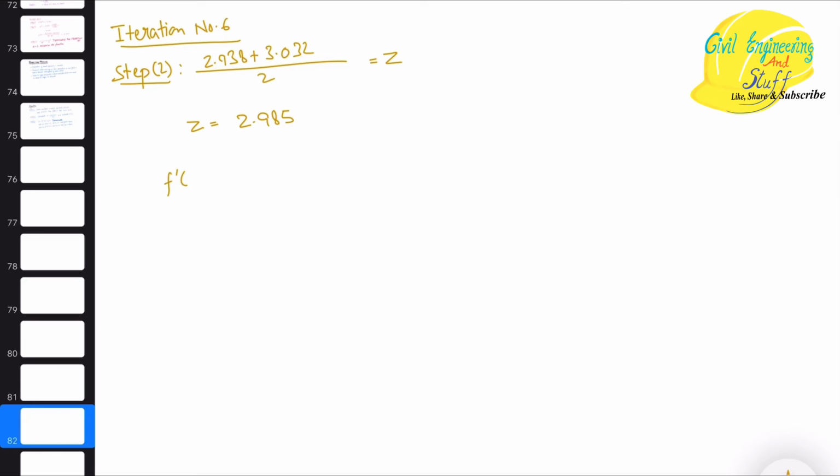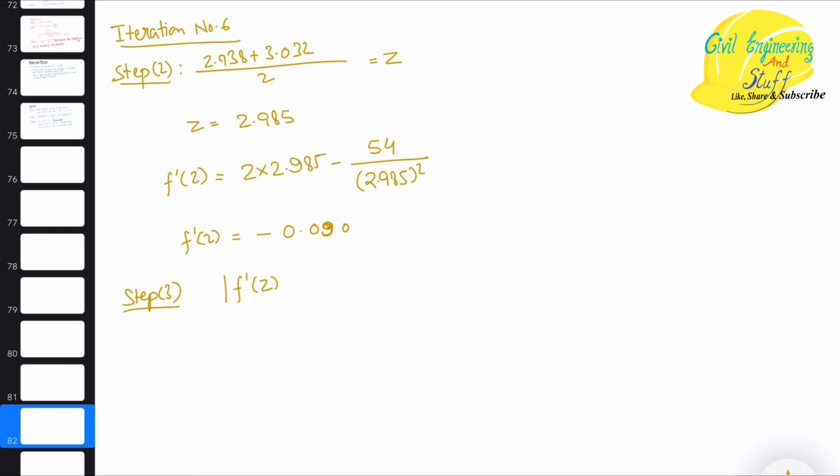What is the next step? Finding out f dash z, which is equal to 2 into 2.985 minus 54 divided by 2.985 whole square. F dash z is equal to, what is the value? The value is 0.090. Okay, so we'll go for step 3.